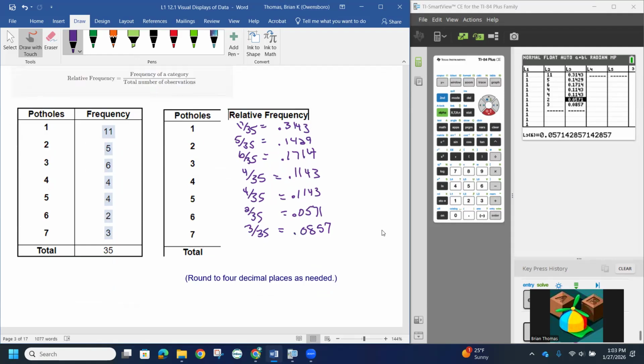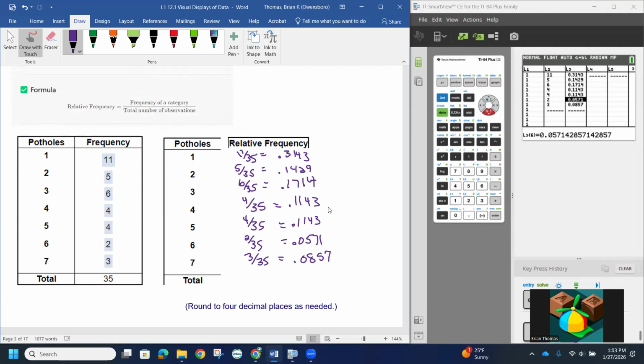Okay, so that's a little bit about relative frequency. We could also create histograms with respect to relative frequencies, as opposed to frequencies. I don't know if they're going to take us in that direction or not. So stay tuned.